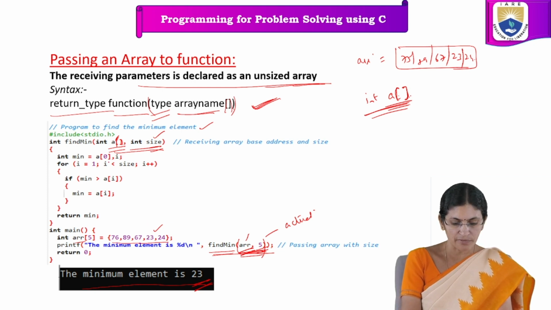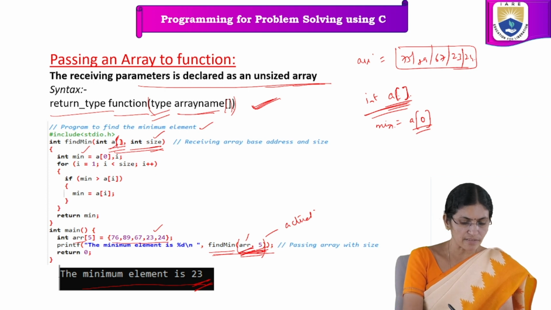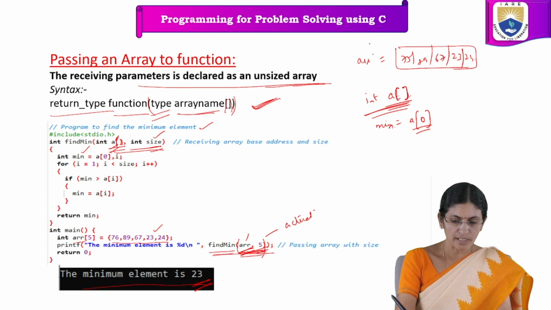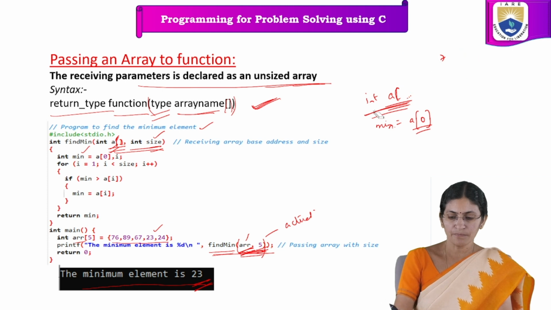In the function definition, we have declared a variable min, and it is assigned the value a of 0. So min is equal to a of 0. This value is assigned to the min variable. Here you can write the same name ARR, or you can mention some other name. Let us see this example.